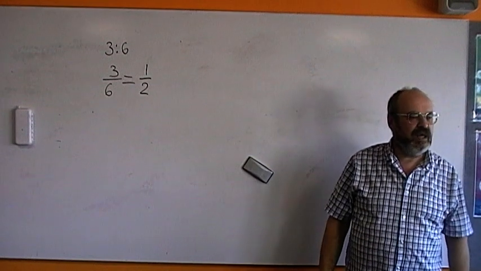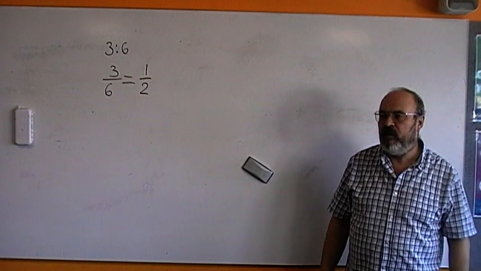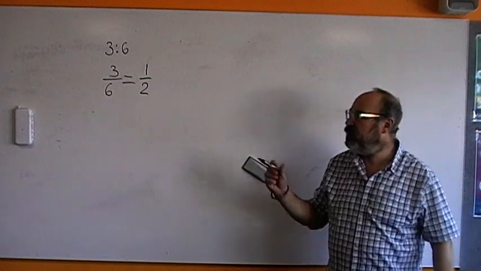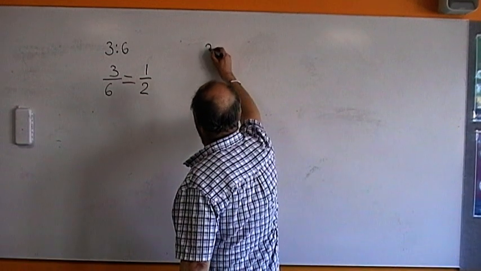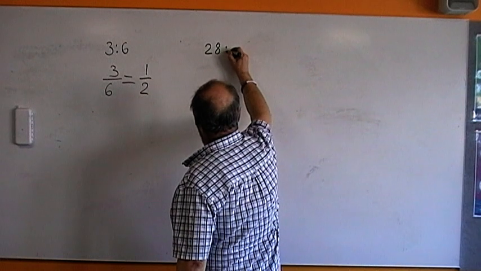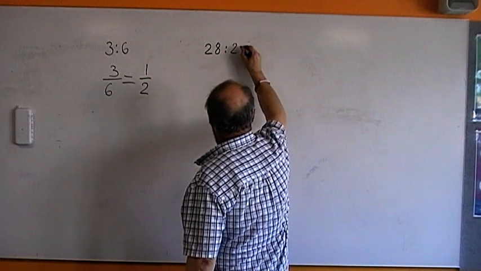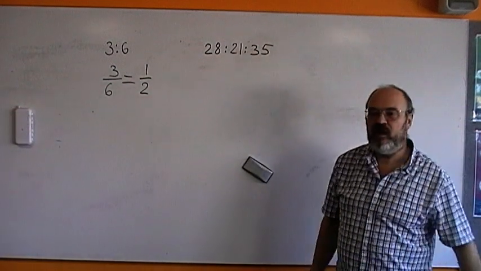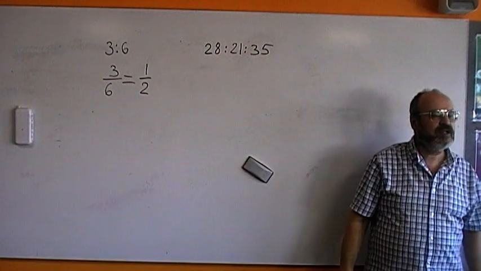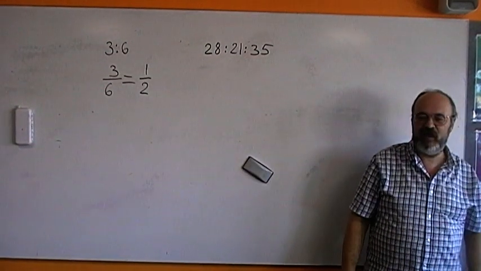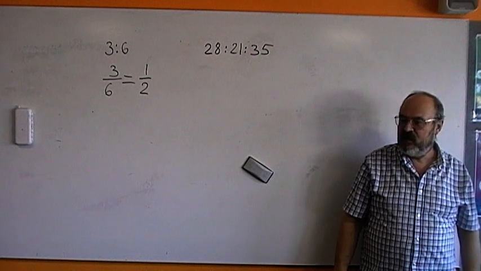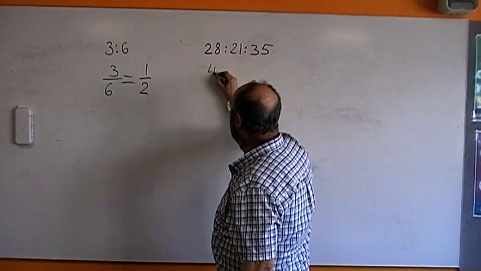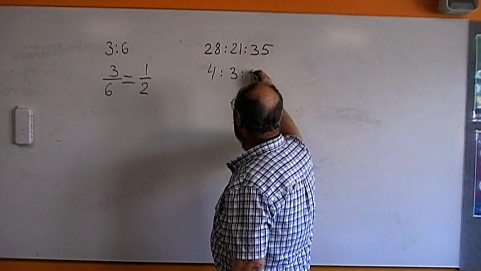And if we have a ratio with more than 2 quantities, let's say 3 quantities, for example the ratio 28 to 21 to 35, we need to find the highest common factor between them, which is 7. So we divide each of them by 7, and it will be 4 to 3 to 5.